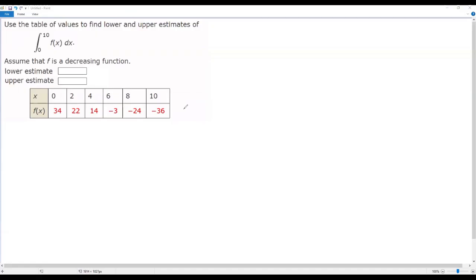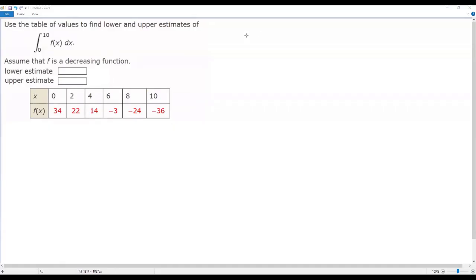To find the lower estimate and upper estimate, we have to know two things in advance: the number of subintervals and the width of each subinterval. When you look at the integral, the lower limit is 0 and the upper limit is 10. In the given table also, the starting value of x is 0 and the ending value of x is 10.